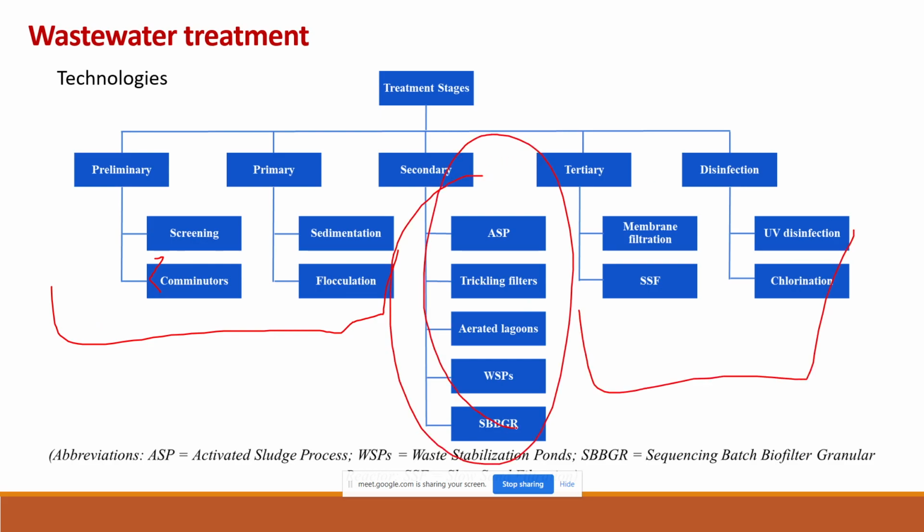So these are just some. There are many technologies and many techniques which are available. You can have activated sludge process. Then we also have sequential batch reactors, which are a modification of activated sludge process. Then trickling filters, aerated lagoons.